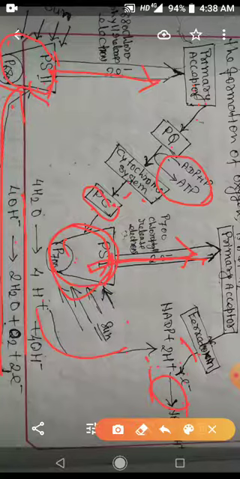So children, I told you this non-cyclic photophosphorylation.